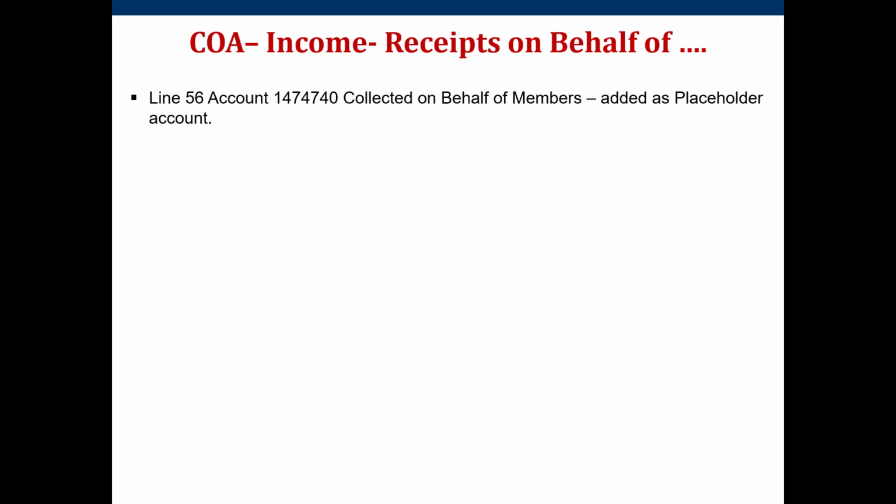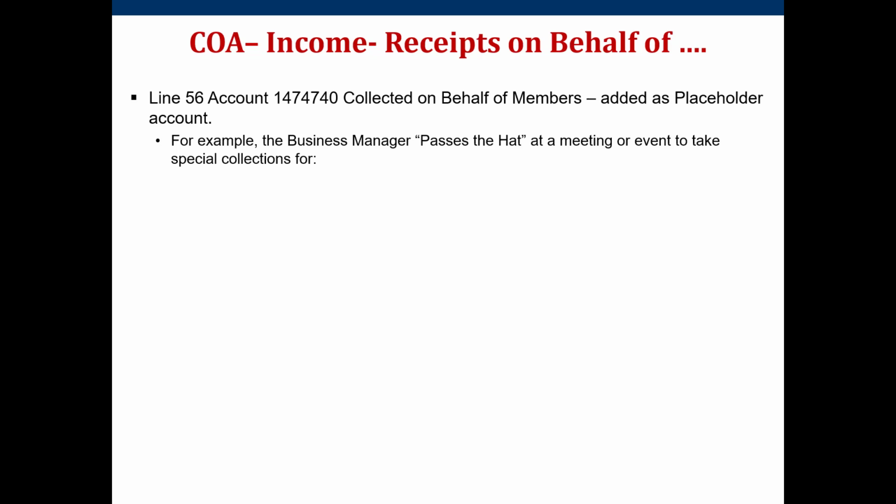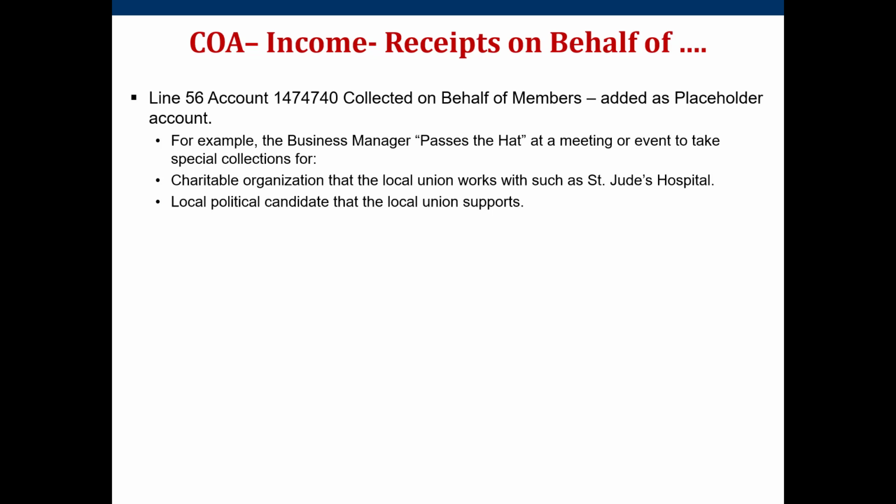Line 56, collected on behalf of members, has been added as a placeholder account. For example, the business manager passes the hat at a meeting or event to take special collections for a charitable organization that the local union works with, such as St. Jude's Hospital, or for a local political candidate that the local union supports. All money collected at these events would be sent to the recipient.